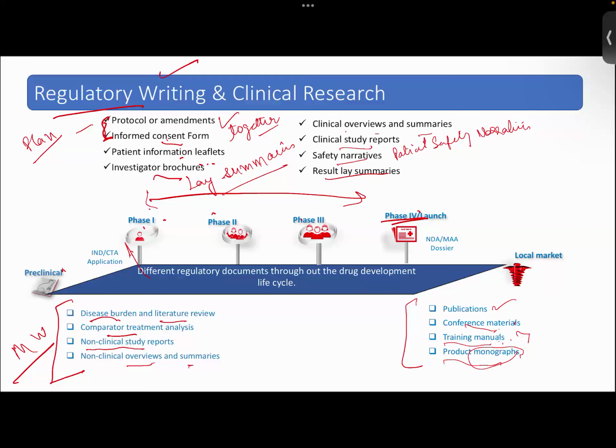Training and conference material is more on your scientific writing side or educational writing, right? So then the product is in the market. So these are minimum examples at a high level. I'm just trying to give you an idea of what the different documents are that a medical writer works on.